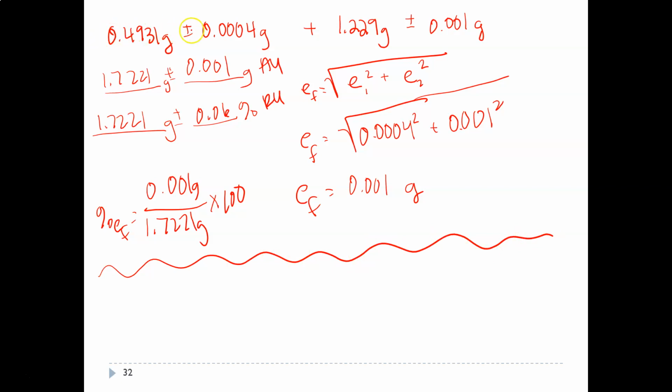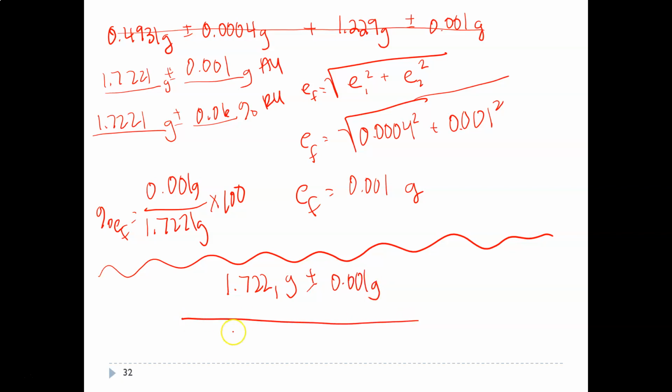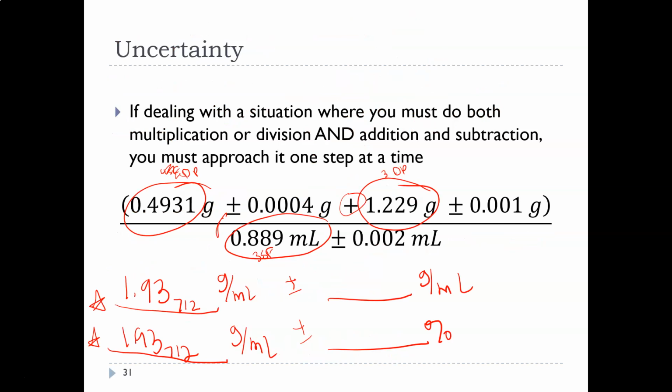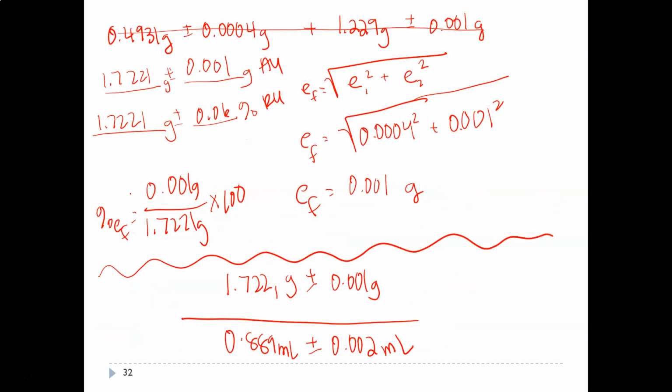Okay, so what I've done is I've kind of simplified this problem. This part of the problem is now gone. Instead I have 1.722, and really it would be a subscript 1 because 3 decimal places, 4 decimal places, plus or minus 0.001 grams divided by, the rest of the problem was 0.889 milliliters plus or minus 0.002 milliliters. So I'm just going through this problem one step at a time. I took this and I did the numerator and replaced that with the answer that I got for the numerator. And now we're ready for the division step.